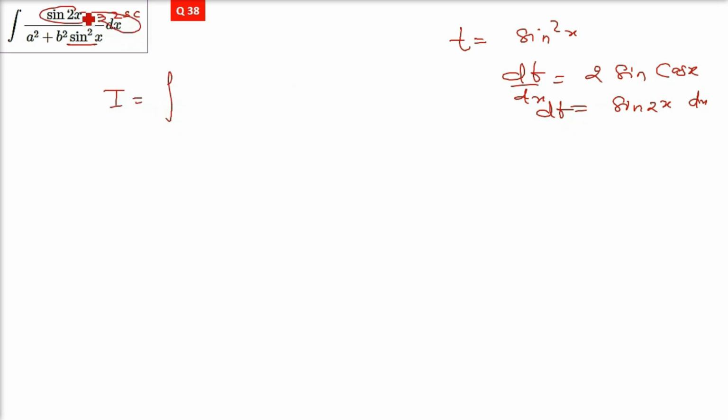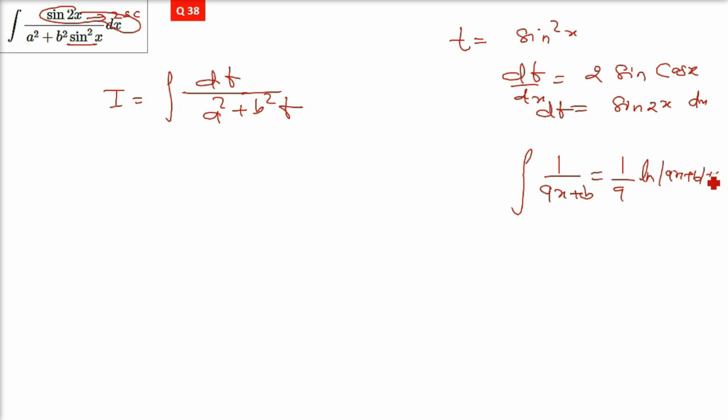So I equals the numerator, which is sin 2x dx, can be replaced by dt, over a square plus b square t. Don't worry about the square or cube or whatever, because these are just constants. Don't worry about that. So 1 by ax plus b, a square, b square, a cube, b cube, whatever it is, doesn't matter. The result remains the same. 1 by a ln modulus of ax plus b plus c. So b square is taking the place of a here, so 1 by b square ln modulus of a square plus b square into t plus constant of integration.